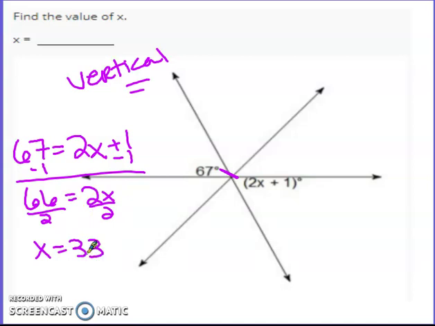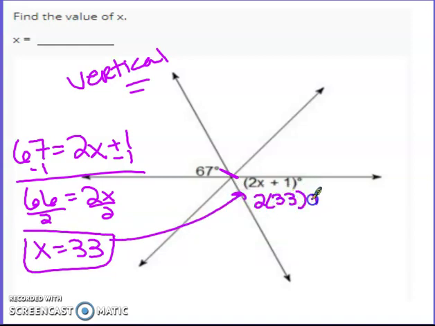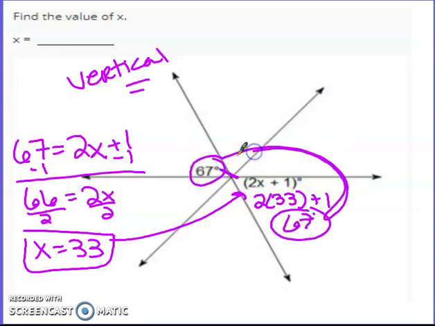Now, to double check that we are correct, we're going to plug it back in. So 2 times 33 plus 1. Well, this gives us 67 degrees, which is what we want, because if they are vertical angles, they should be congruent to each other. In this case, stopping at x, we're good to go. X is 33 is our final answer, because it's not asking for anything else.